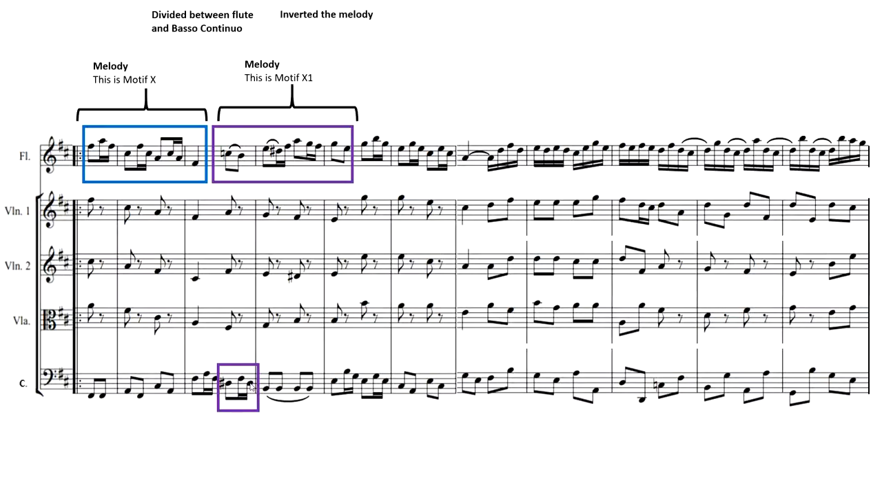This motif is called motif X1. The reason why it's called X1 is because, first and foremost, we have the same rhythms as motif X. You may notice some similarities, but there are some differences. He's divided the motif between the flute and the basso continuo, and also he's inverted the melody. You may notice that motif X is descending, however motif X1 is ascending. So he's inverted the melody, he's changed it around.